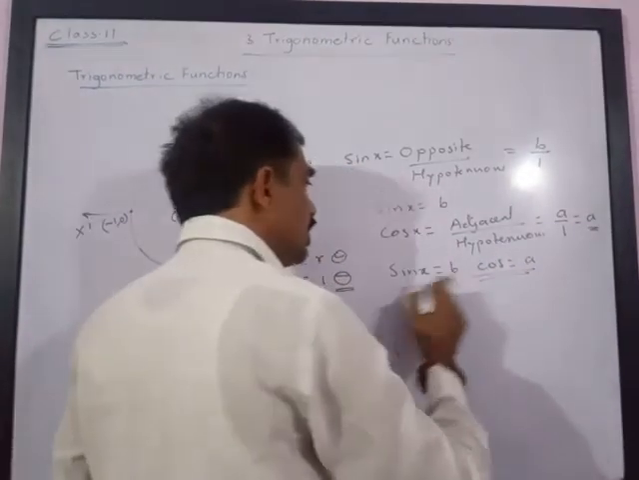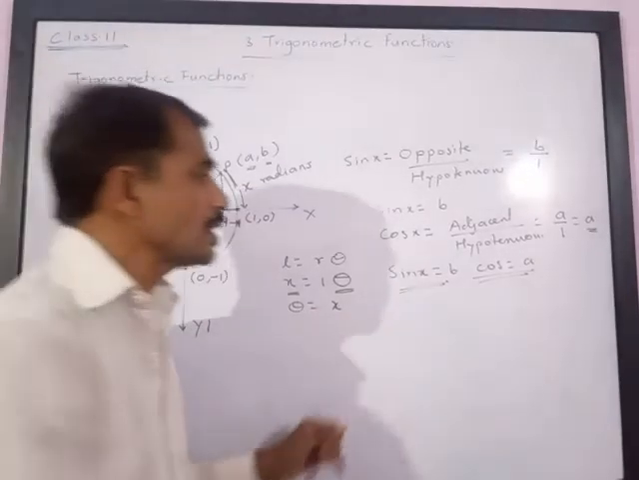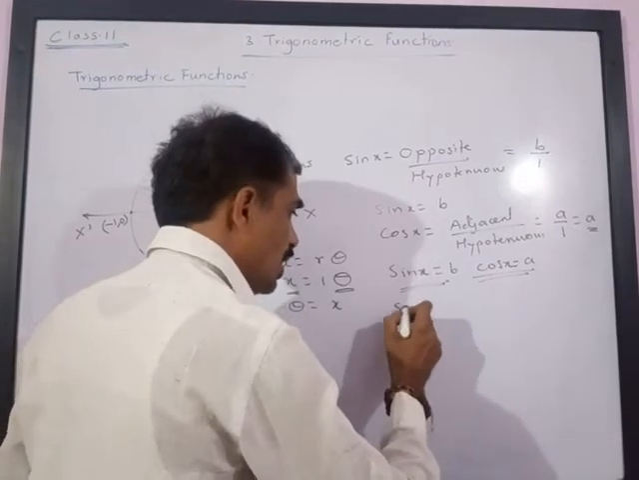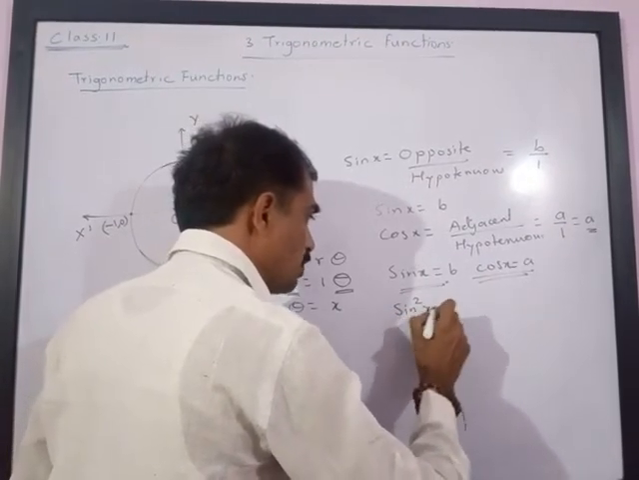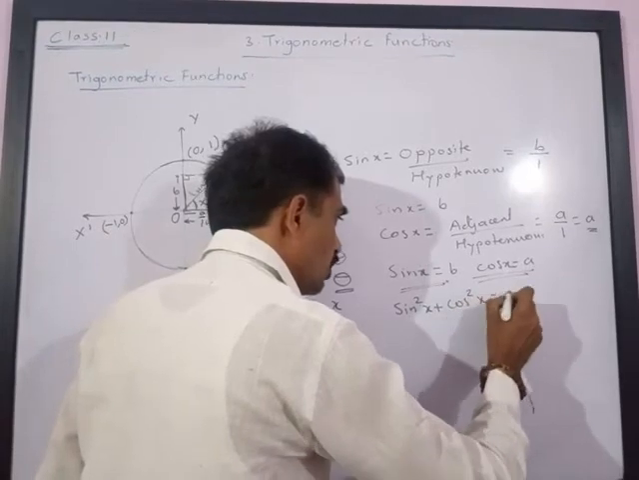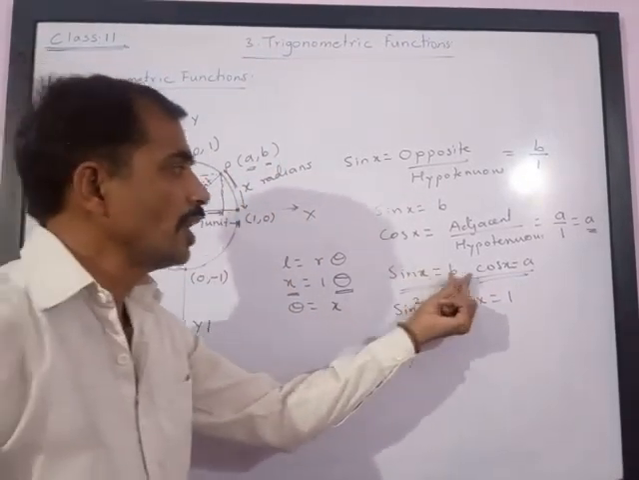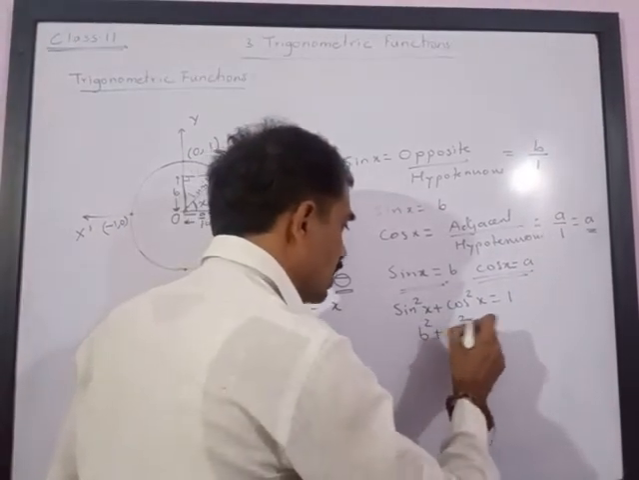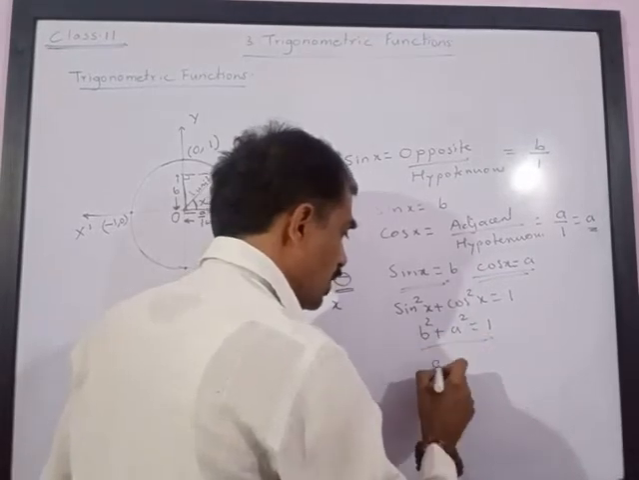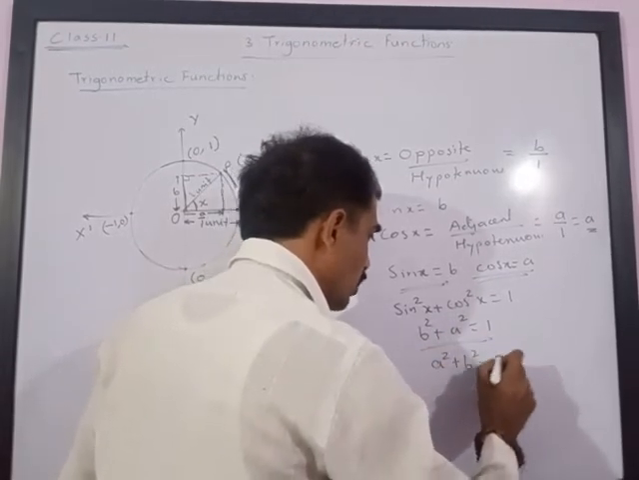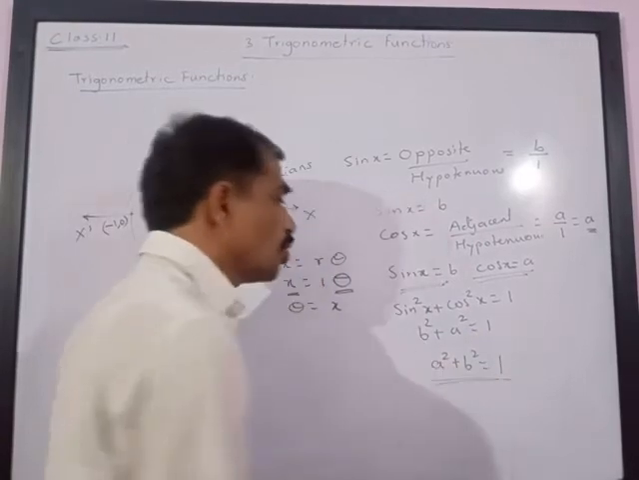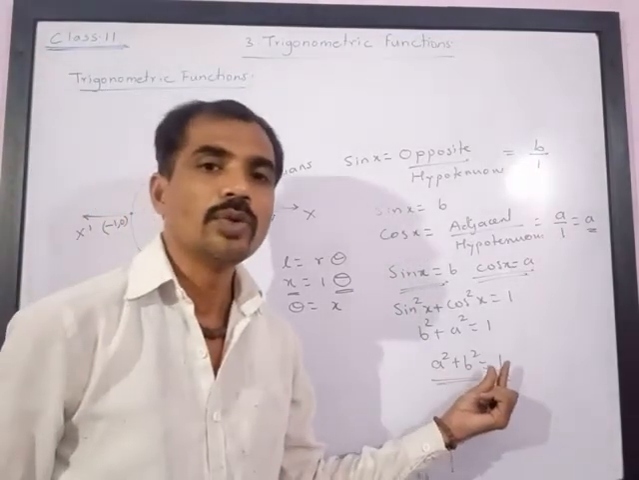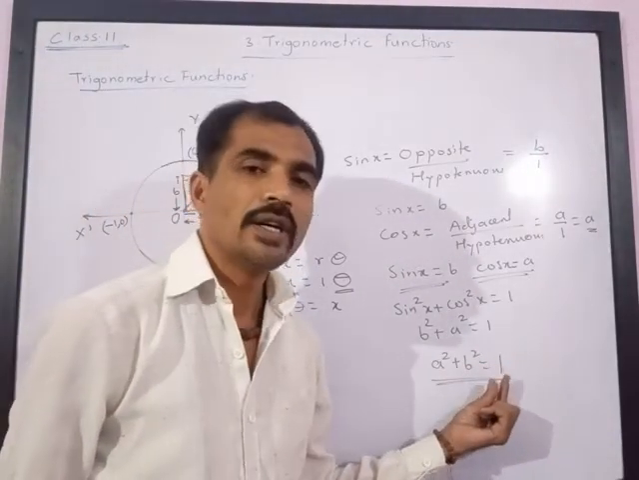Now we have already studied that sin square x plus cos square x is 1. So sin square x plus cos square x is equal to 1. It means b square plus a square is equal to 1. If you want, you can write it the opposite way, that a square plus b square is equal to 1. So for the unit circle we get a square plus b square is equal to 1, that is the square of the radius.